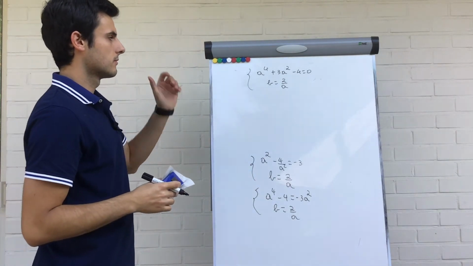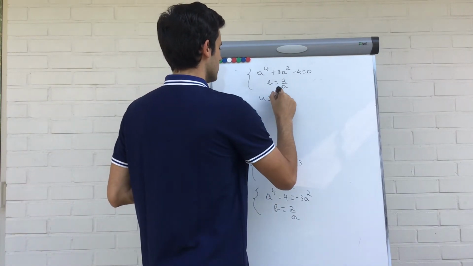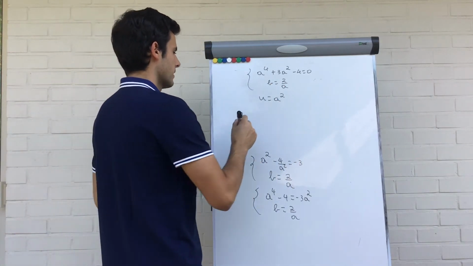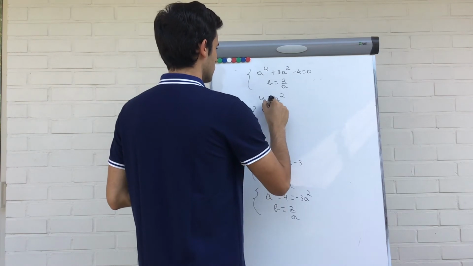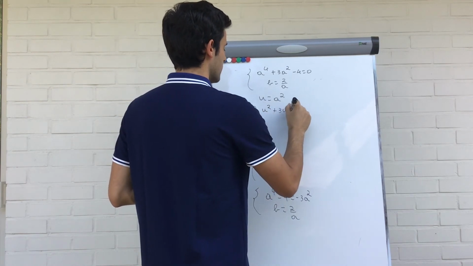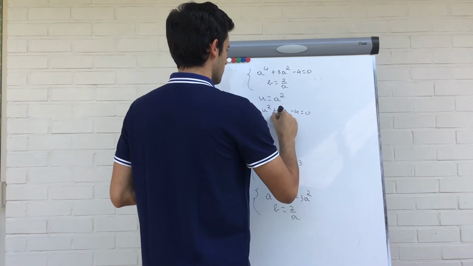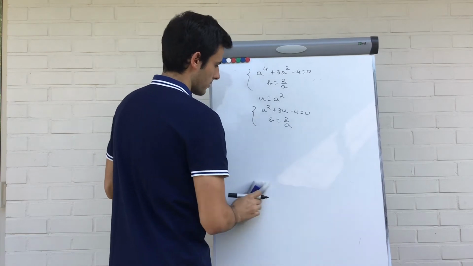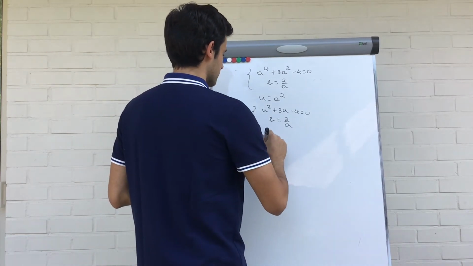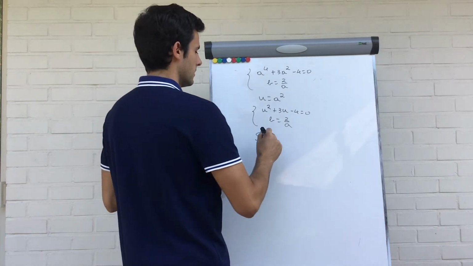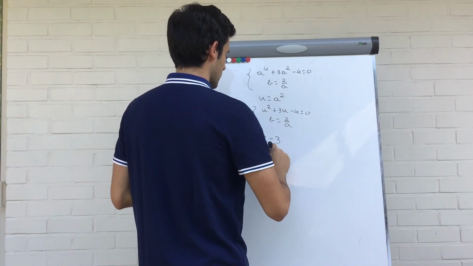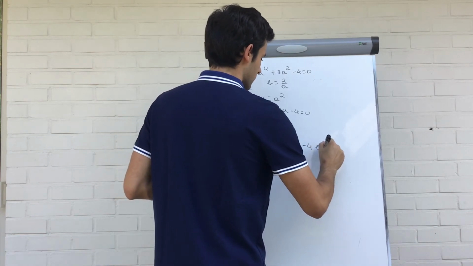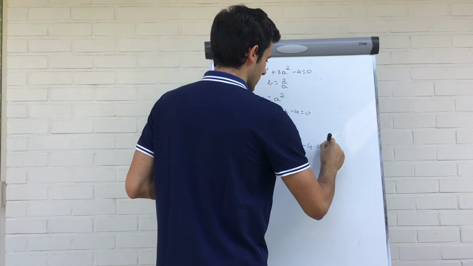Now I'm going to say, for instance, u is equal to a to the power of 2. Then I have a quadratic equation. So we have u to the power of 2 plus 3u minus 4 is equal to 0. b is equal to 2 divided by a. I can use the sum and product method. So the sum is minus b divided by a is minus 3, and product is minus 4. So I have minus 4 and 1. So minus 4 and 1.